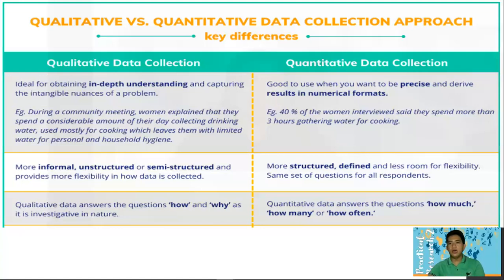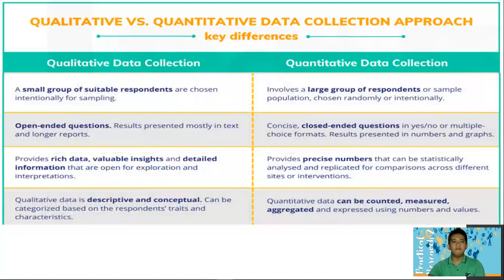Okay, so let's move on now to our next one. Let's see another difference between the two types of research. In qualitative research, a small group of suitable respondents is chosen intentionally for sampling. While in the quantitative data, it involves a large group of respondents or a sample population that has been chosen randomly or intentionally. Large group of respondents turned into a sample.